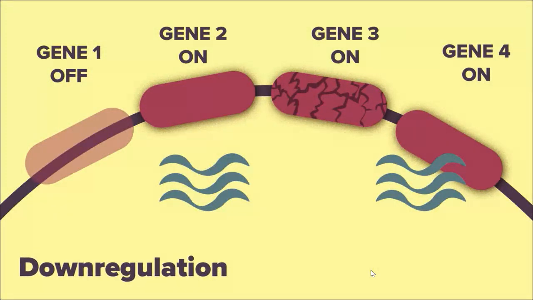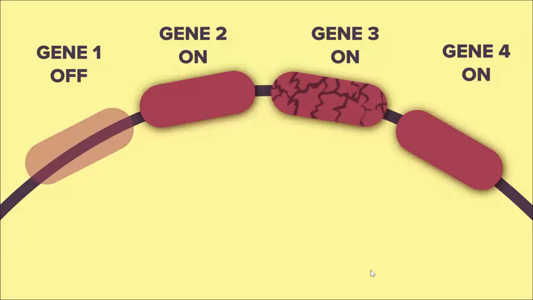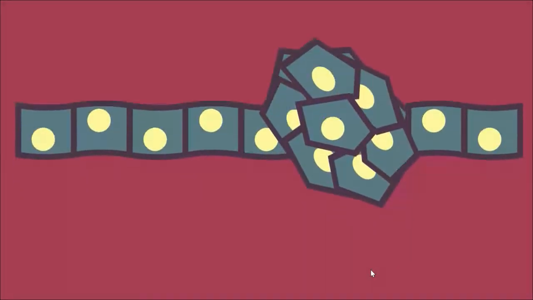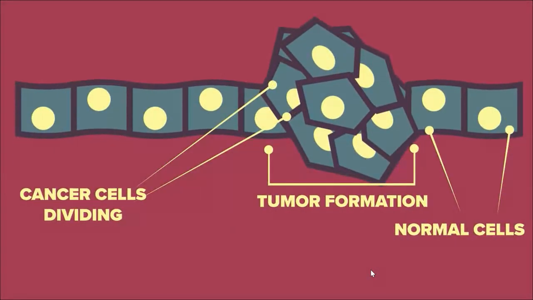In the case of a disease such as cancer, one or more genes experience a mutation, causing a change in gene expression. This change could cause the cell to divide out of control. As these cells continue to divide, a tumor forms.